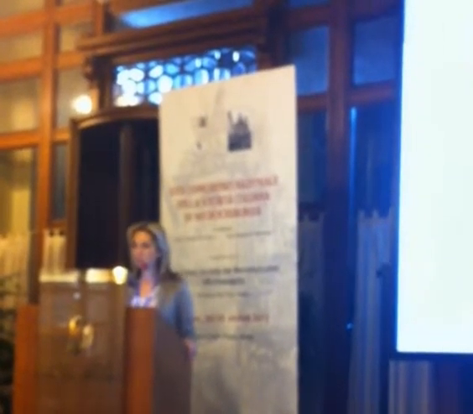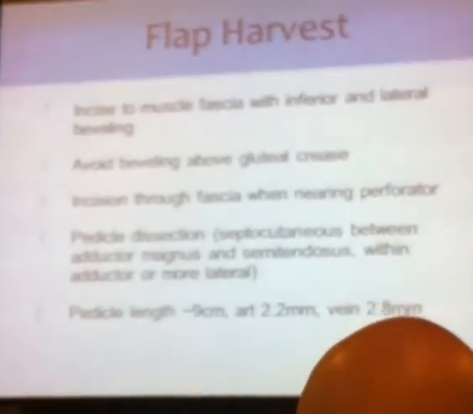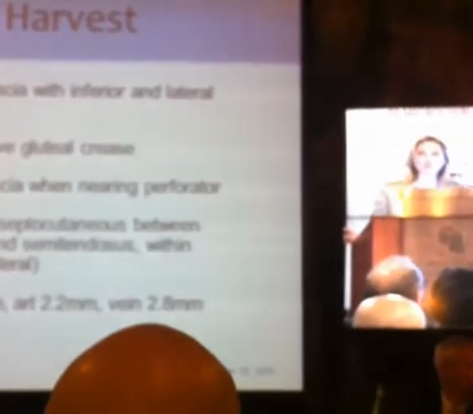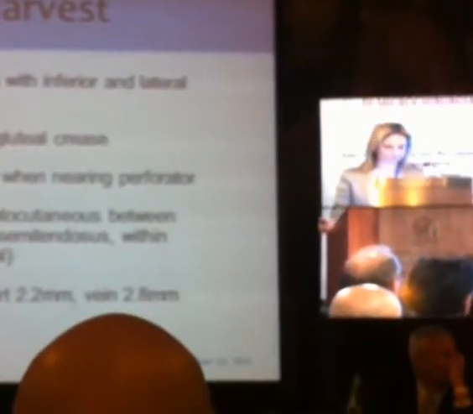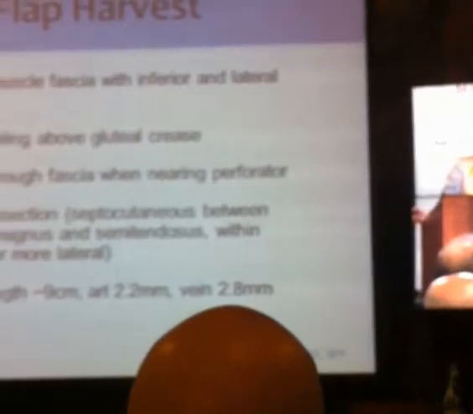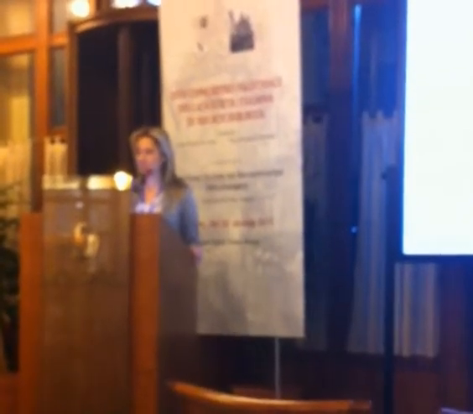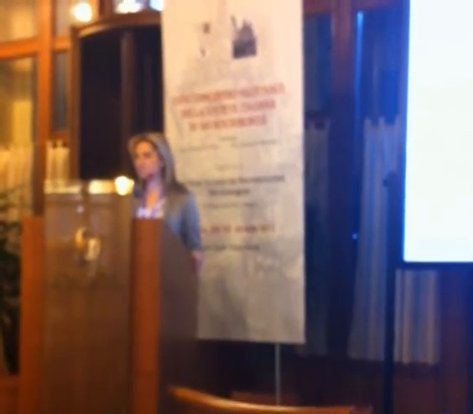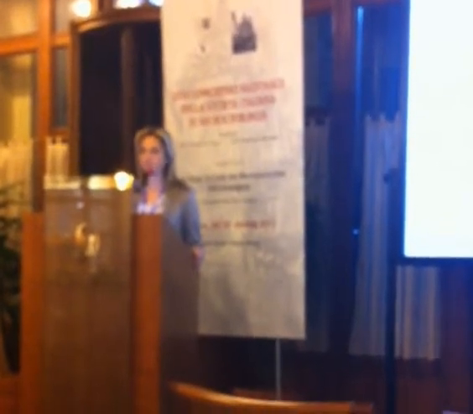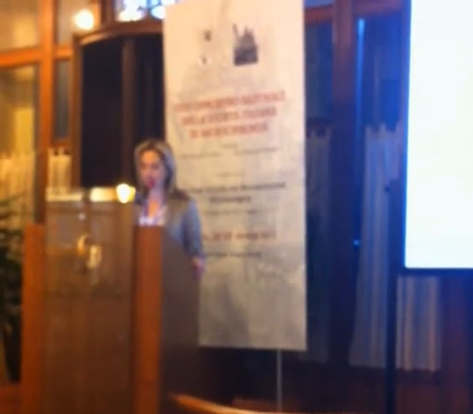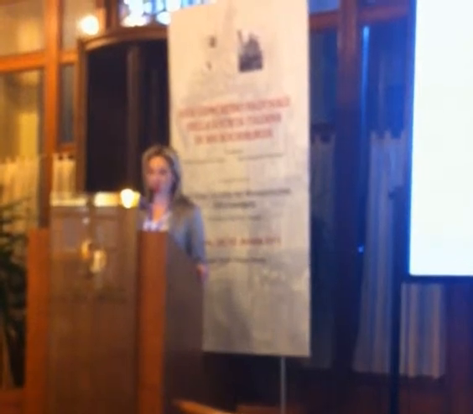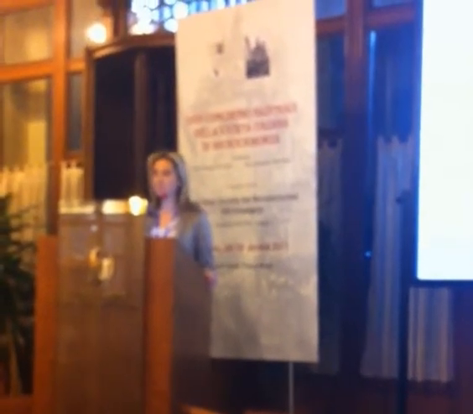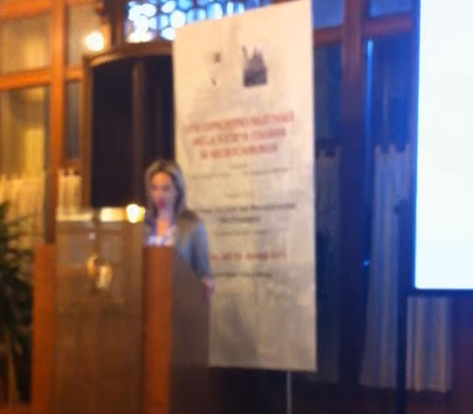When we perform the flap harvest, we incise to the muscle fascia with inferior and lateral beveling to incorporate as much fat as possible. We avoid beveling above the gluteal crease to preserve the contour. And when we are near the perforator, we incise through the fascia. The pedicle dissection is usually subcutaneous between the adductor magnus and the semitendinosus, but it can be within the adductor or more lateral. And the pedicle length is roughly 9 centimeters.